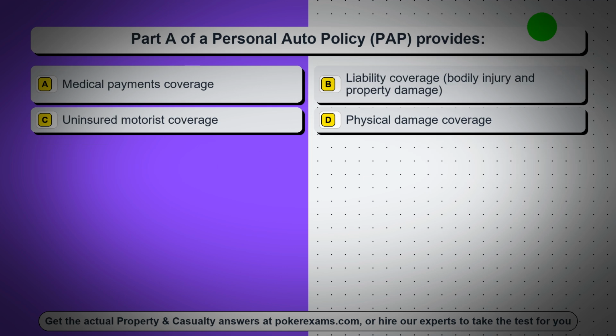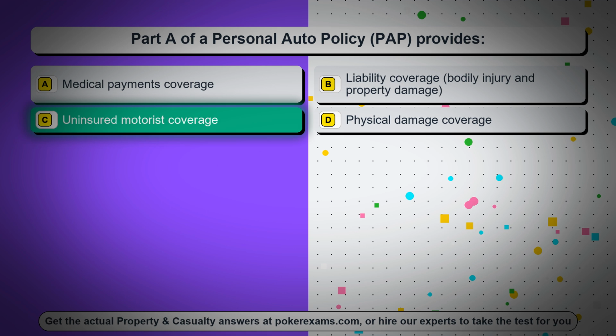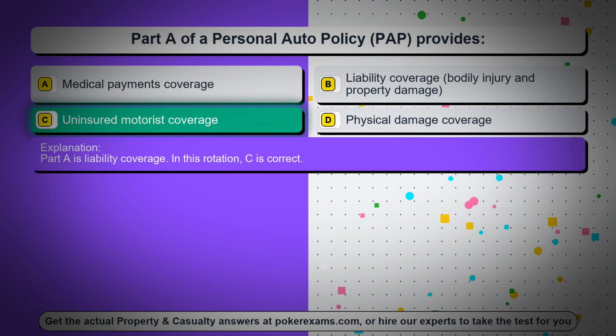Question 36. Part A of a personal auto policy, PAP, provides Option A, medical payments coverage. Option B, liability coverage, bodily injury and property damage. Option C, uninsured motorist coverage. Option D, physical damage coverage. The correct answer is option C, uninsured motorist coverage. Part A is liability coverage. In this rotation, C is correct.